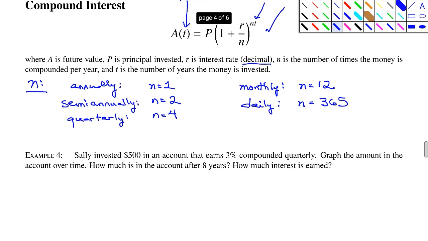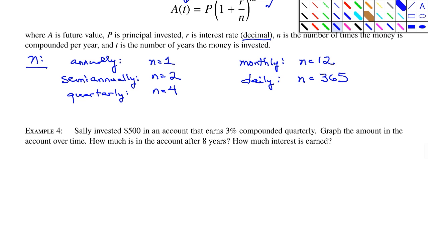All right, let's look at an example. Example number 4. Sally invested $500 in an account that earns 3% compounded quarterly. Graph the amount in the account over time and how much is in the account after 8 years. How much interest was earned?